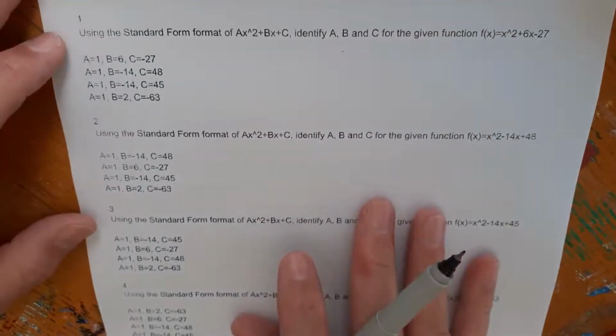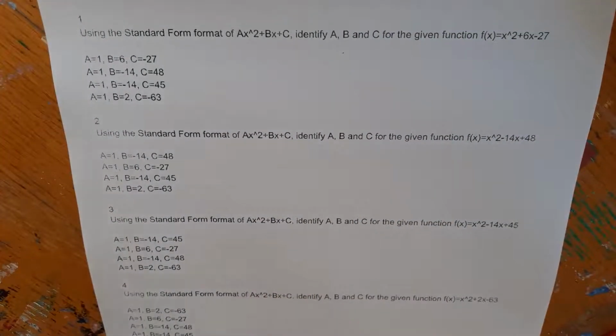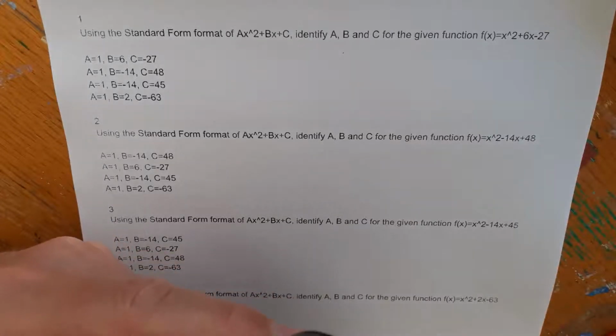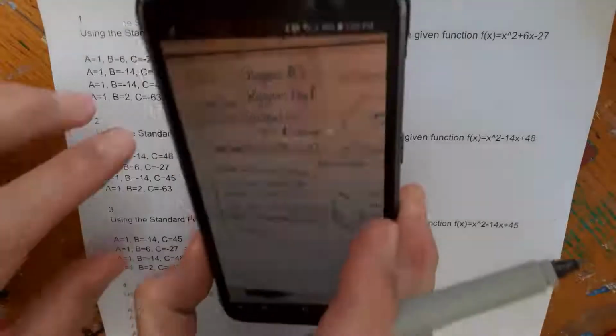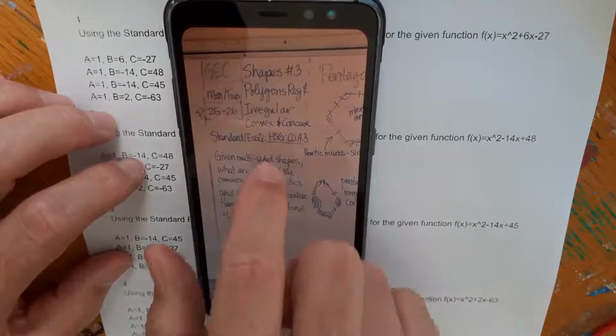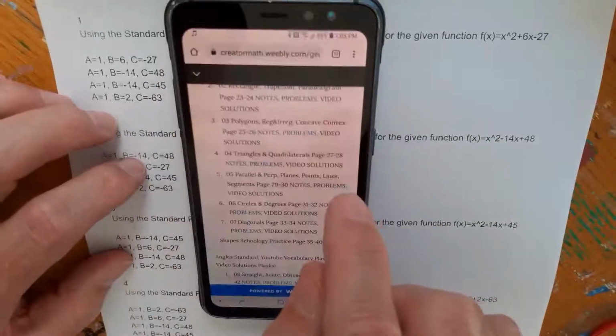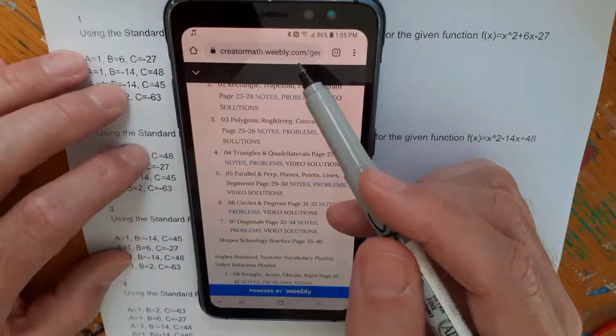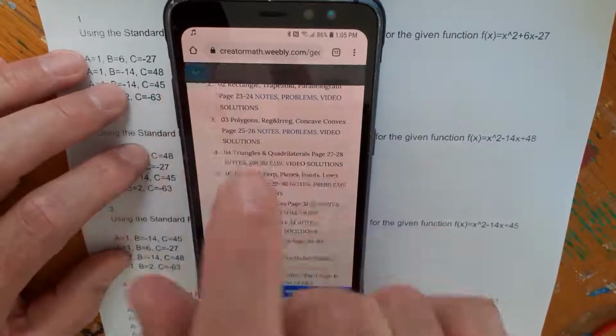So completing the square can be kind of complicated. You definitely need notes like you do for all of the problem sets in this class. Let's model finding those notes, because sometimes that can be a challenge. All right, let's see here. Let's go back. So this is creatormath.weebly.com. Type that into Google. You should be able to get here.